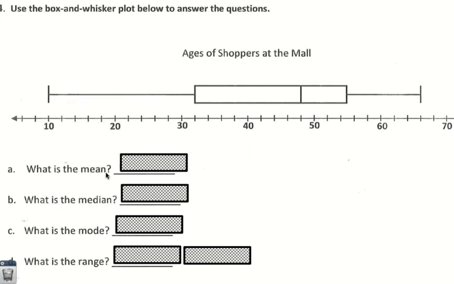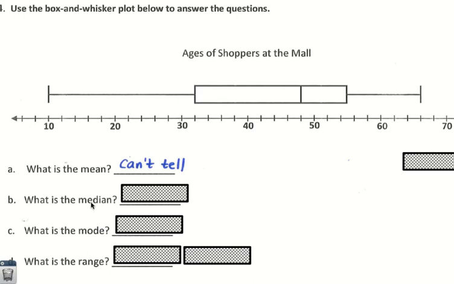What is the mean? In other words, what is the average? Well, guess what? You can't tell. Sorry, it was kind of a trick question. Maybe I tricked you. Because in order to figure out the mean or the average, you need to have the entire list of ages. Just seeing a box and whisker plot won't tell you the mean.